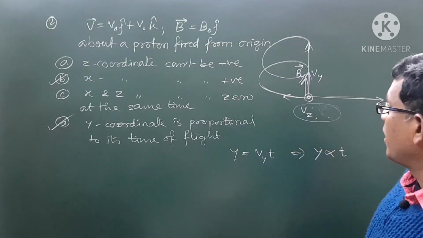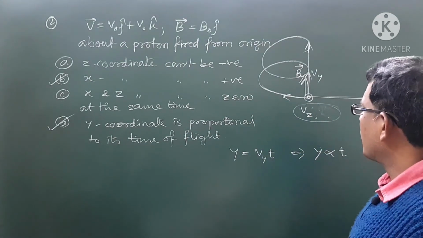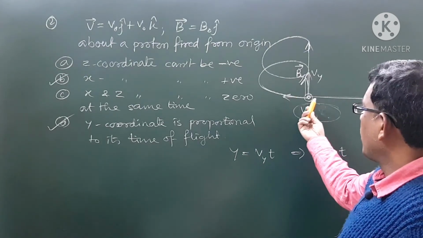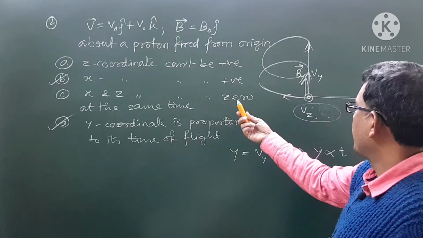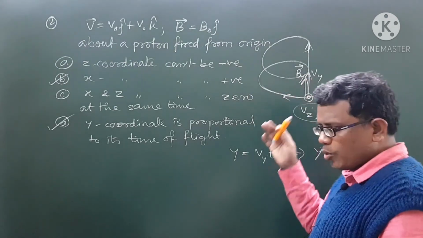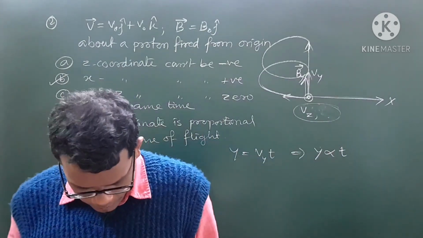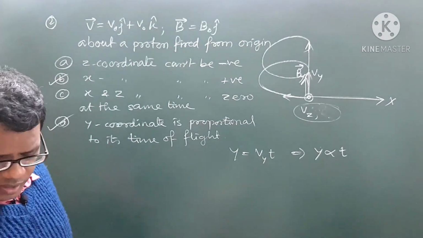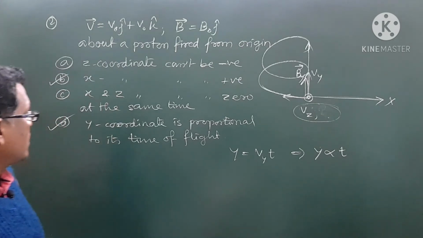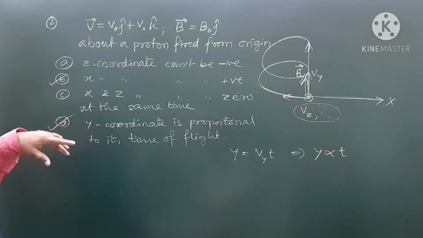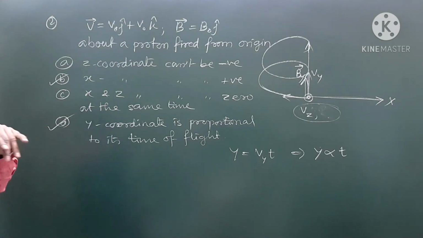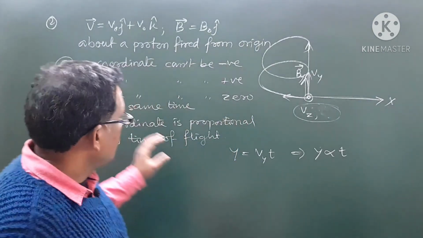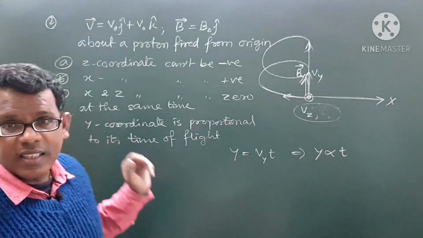Z coordinate can't be negative, that is wrong. It will be negative, because as the circular motion takes place this way and it moves in that direction, it will go inside with respect to the plane where we are drawing it. So it will go for negative z. That's a wrong statement. And x and z can't be 0 at the same time, that is irrelevant. So these are the two correct answers. B and D are the correct answers.